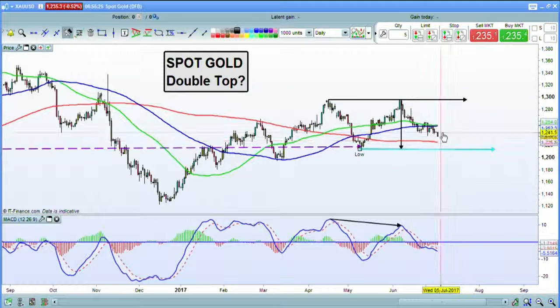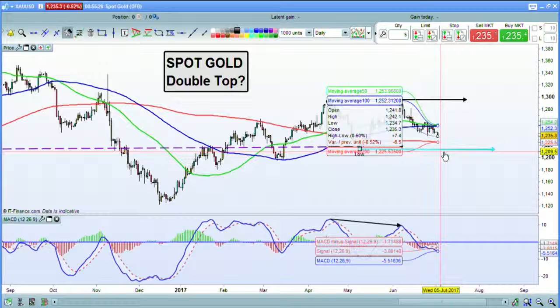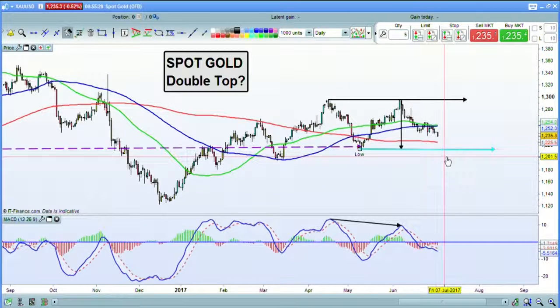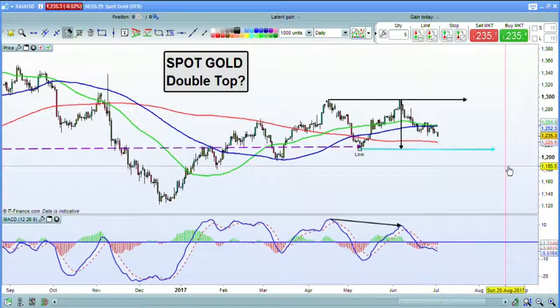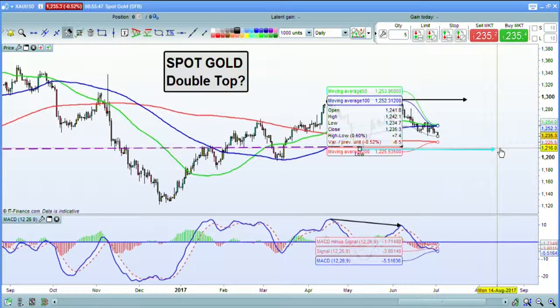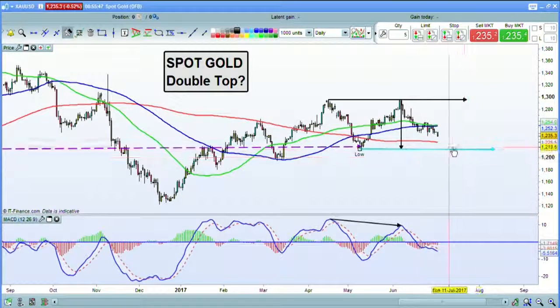We got this pullback here. It's disappeared below the 50 and the 100-day moving average. Today we got another decline here. We are at almost 9 o'clock in the morning on Monday, the first trading day of the third quarter, and it's looking as though gold is trying to come back down here. Now, if there is a completion of this and it disappears below this support line here, which is at 1216 or around about that sort of level.